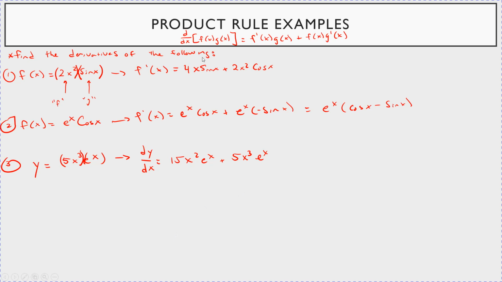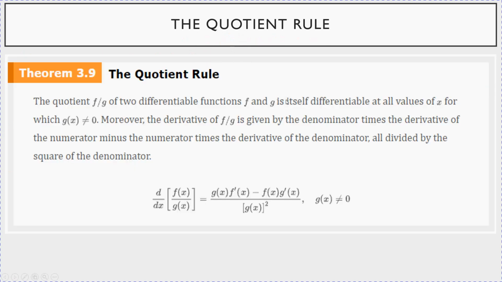All right, now let's talk about the product rule, and don't worry, we'll do some more examples in the coming slides, but just follow the formula. Follow the formula. Now we have the quotient rule. So the quotient f divided by g of two differentiable functions f and g is itself differentiable at all values of x for which g of x, the denominator, does not equal 0. Moreover, the derivative of f divided by g is given by, now this is where the formula gets a little bit complicated, the denominator times the derivative of the numerator minus the numerator times the derivative of the denominator, all divided by the square of the denominator.